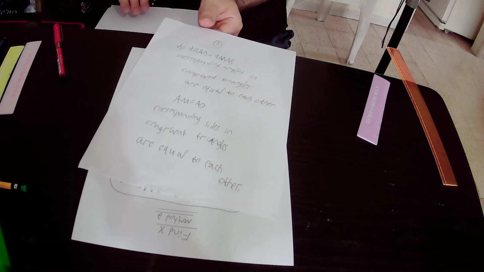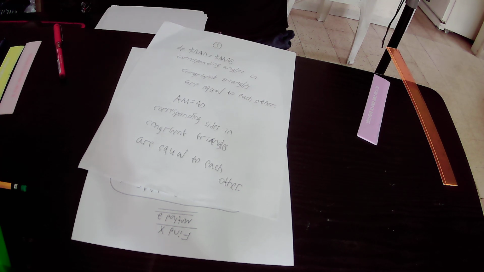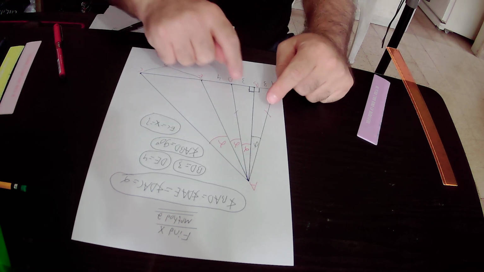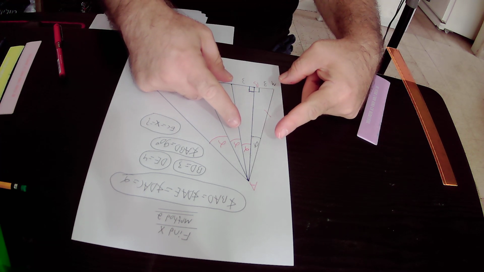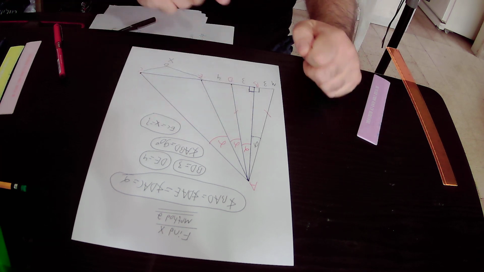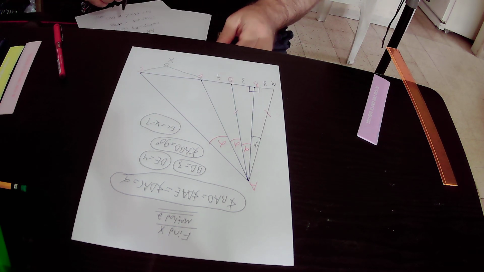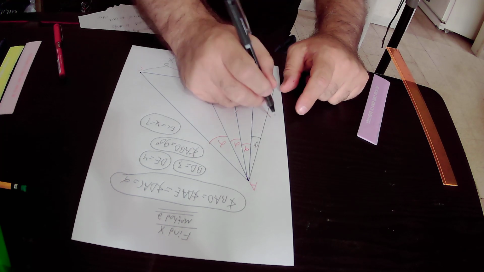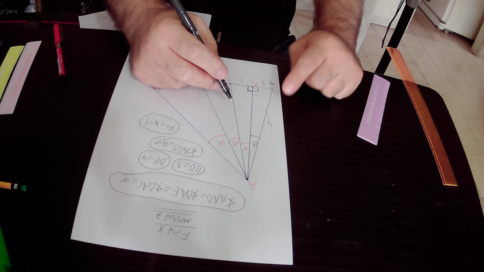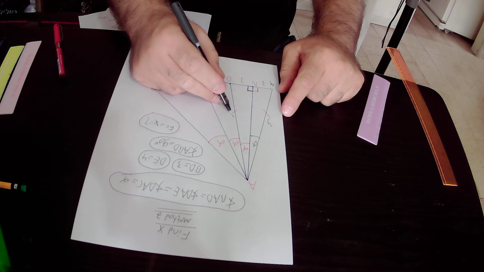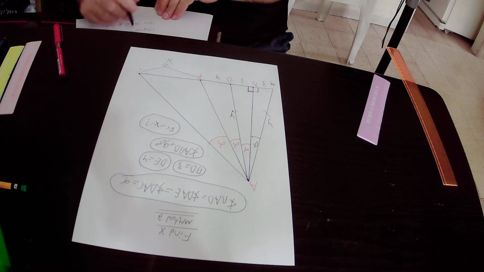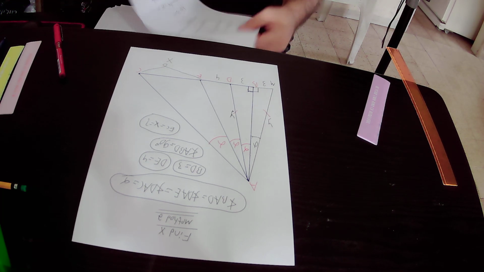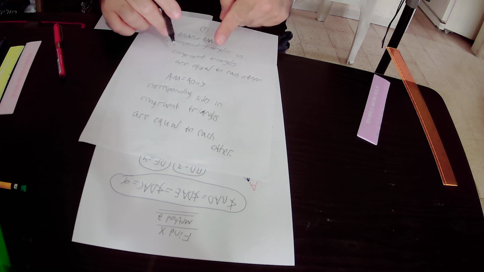Again, AM equals AD according to the rule that corresponding sides in congruent triangles are equal to each other. Those two triangles can go into each other, therefore the corresponding sides AM and AD will also be equal to each other. So if we define AM as Y, then AD, which equals AM, will also be equal to Y. Here AM equals AD equals Y.